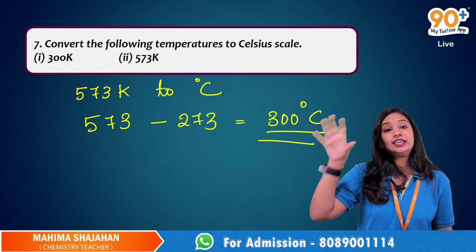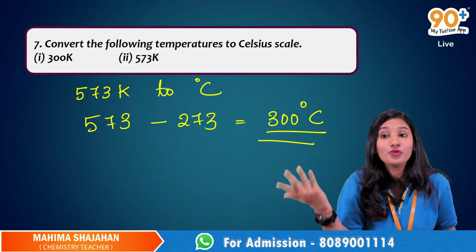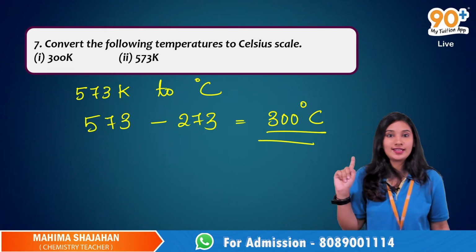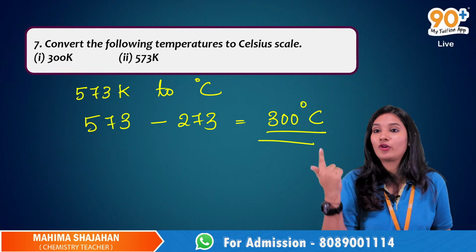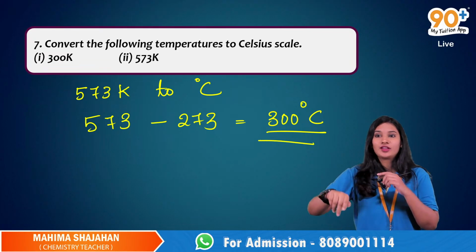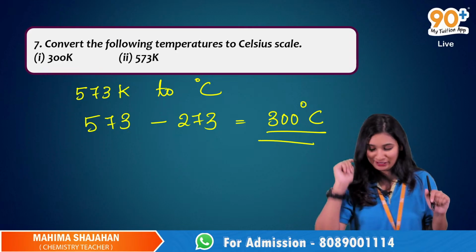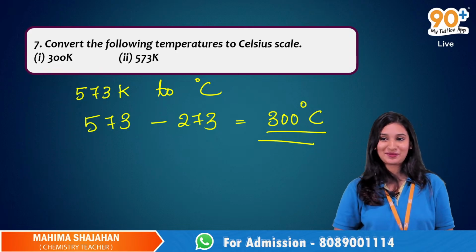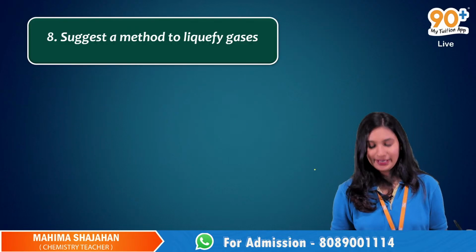Now, if they ask us to convert degree Celsius into Kelvin, what will you do? Celsius to Kelvin. We'll add 273. Yes, very good. Okay, so you know the concept. Perfect. Very good.